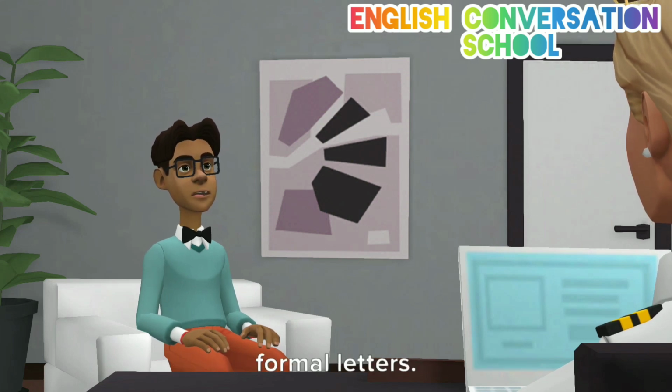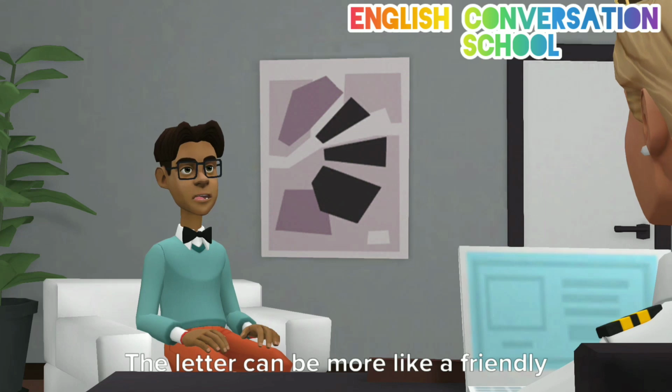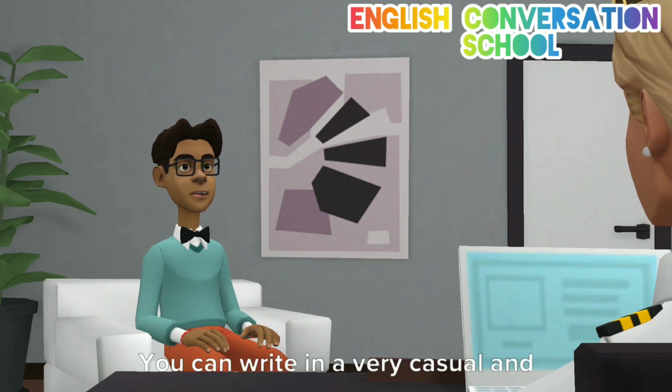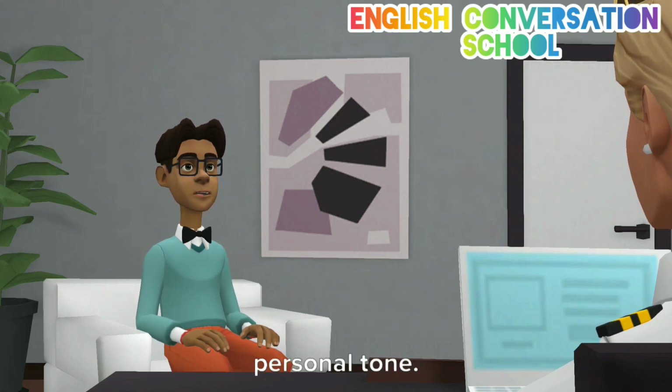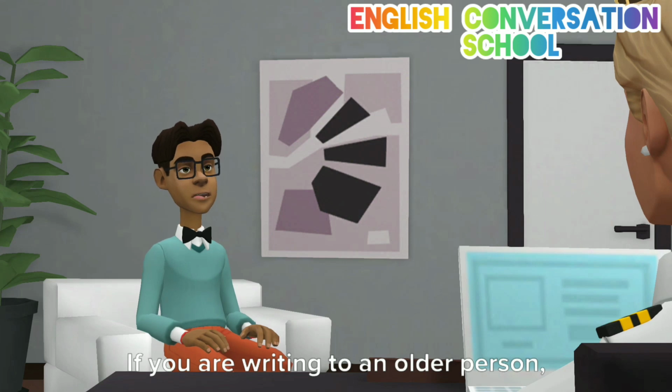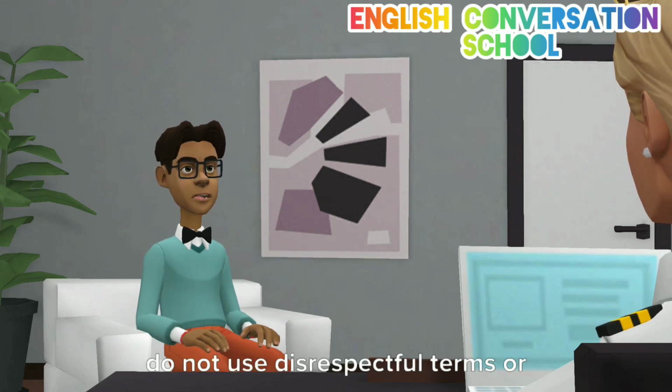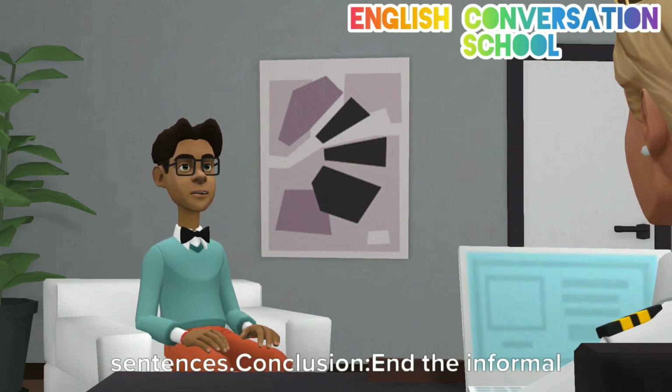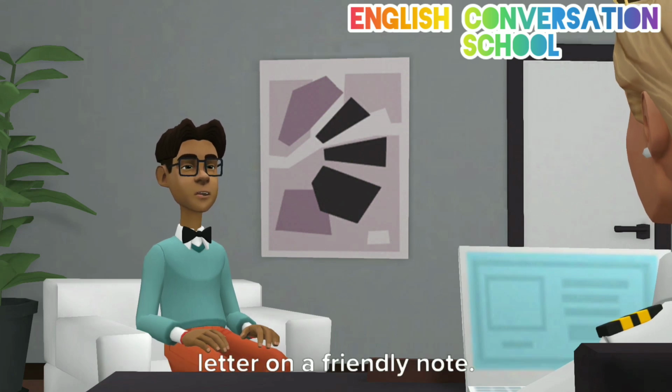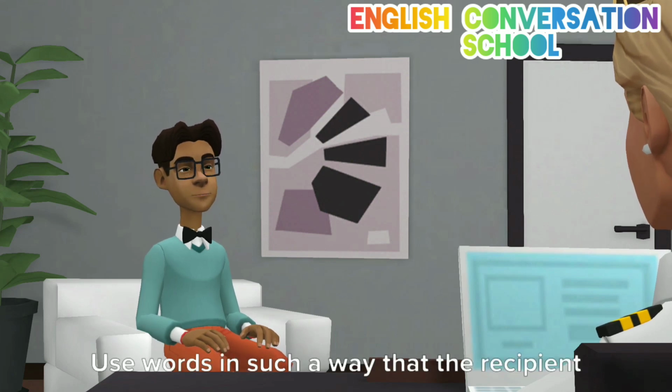You can then explain the reason behind the letter and provide the details as elaborate as you wish to, unlike formal letters. The letter can be more like a friendly chat than an essay. You can write in a very casual and personal tone. If you are writing to an older person, do not use disrespectful terms or sentences.